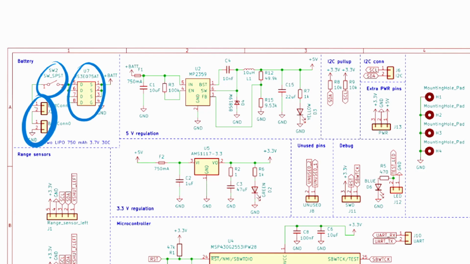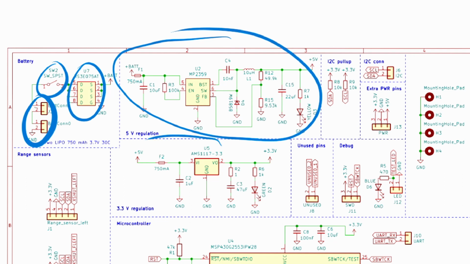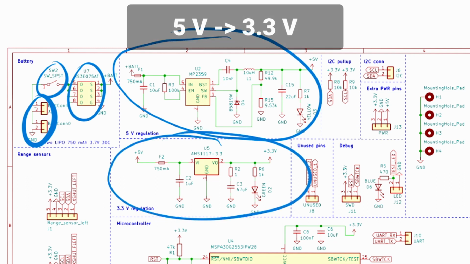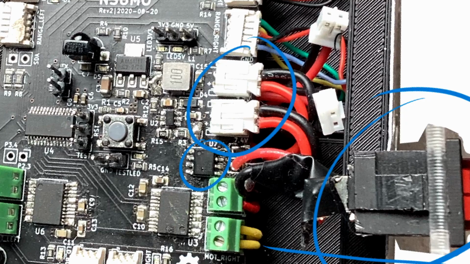And to do this, I have two regulator circuits: one switching buck regulator that takes the 7.4 volt down to 5 volt, and then a linear regulator circuit that takes the 5 volt down to 3.3 volt. This is the switching regulator circuit, and this is the linear regulator.